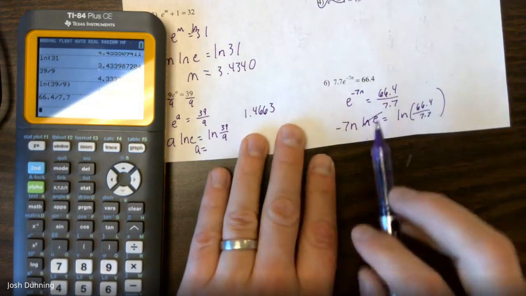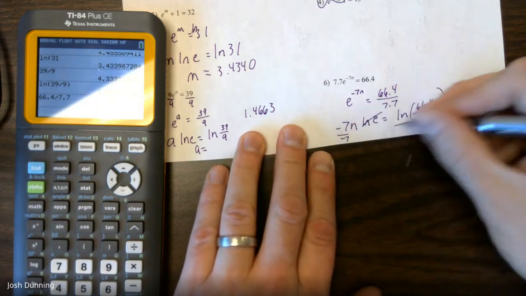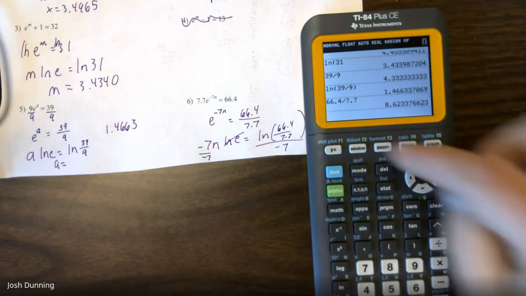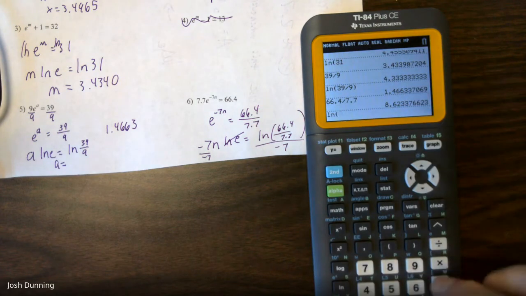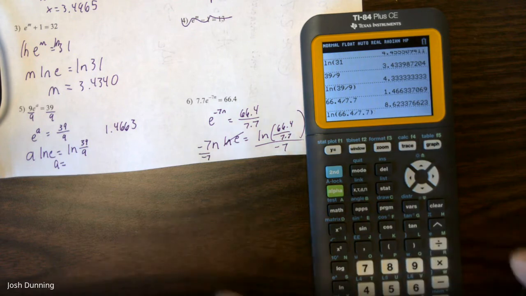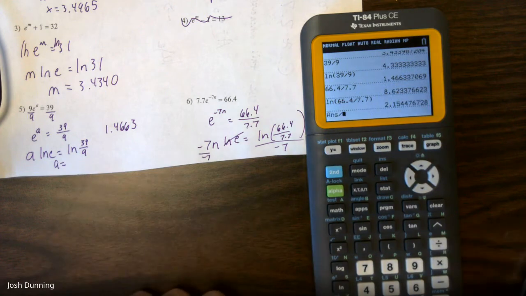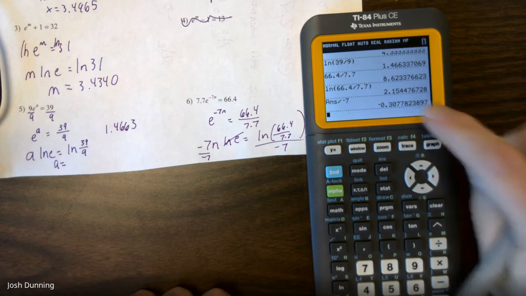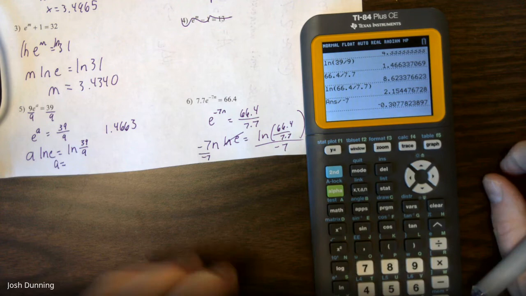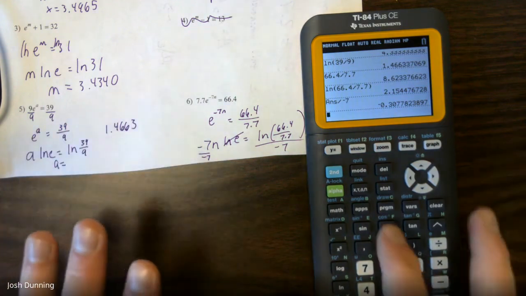That's gone. But again, you still have to divide by that -7 that's left over. So here's probably the best way to type that in. I would just type the top in, ln 66.4 over 7.7. I could close it and then divide by 7, but I'll just hit enter and then divide by -7. -0.3078. All right. That's basically the same as it was before.